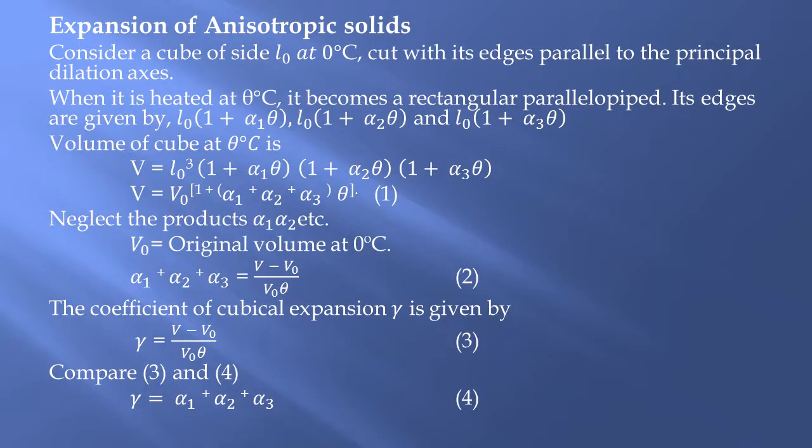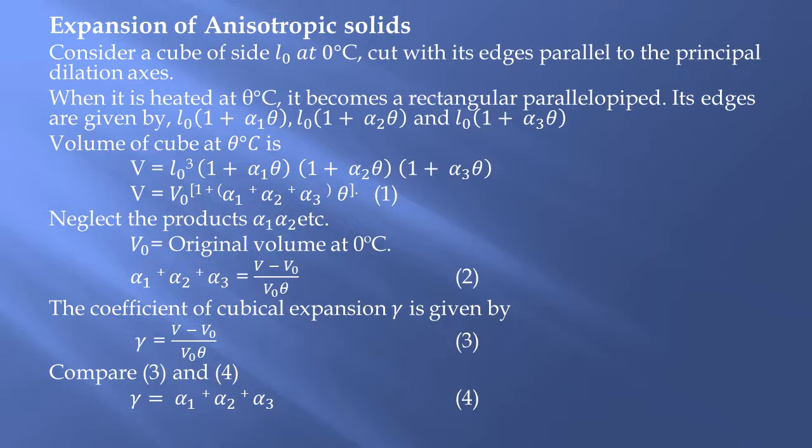So now we have to consider a cube and the side of the cube is represented by L0 at 0 degrees Celsius. Now the cube is cut with its edges parallel to the principal dilation axes. When it is heated to theta degrees Celsius, it becomes a rectangular parallelepiped. Its edges are given by L0 into 1 plus alpha 1 theta, L0 into 1 plus alpha 2 theta and L0 into 1 plus alpha 3 theta.